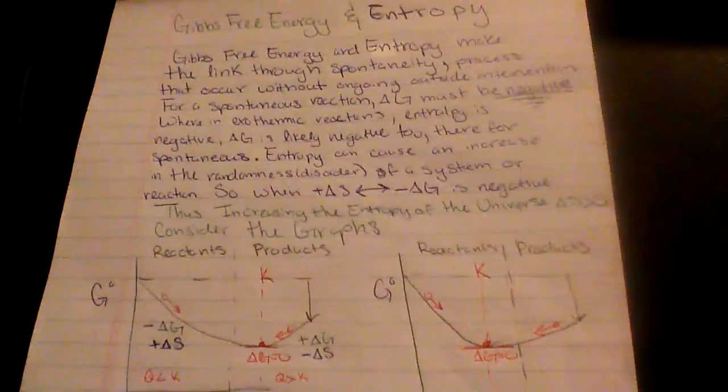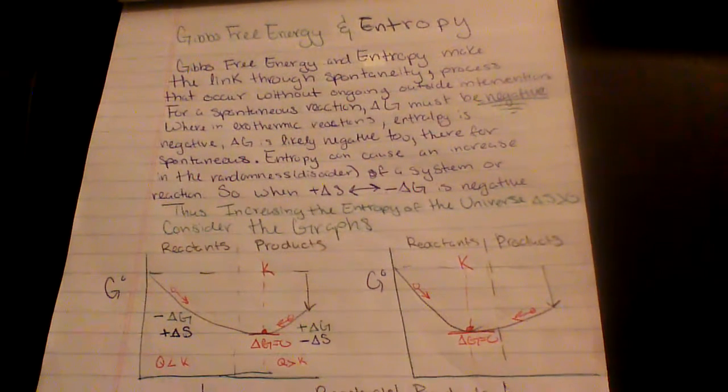So now we're going to tie Gibbs free energy to entropy. Gibbs free energy and entropy make a link through spontaneity, and spontaneity is the process that occurs without ongoing outside interventions, and furthermore it's the direction and the extent to which a chemical reaction proceeds.